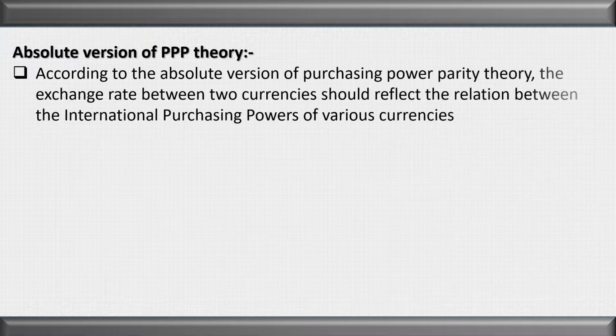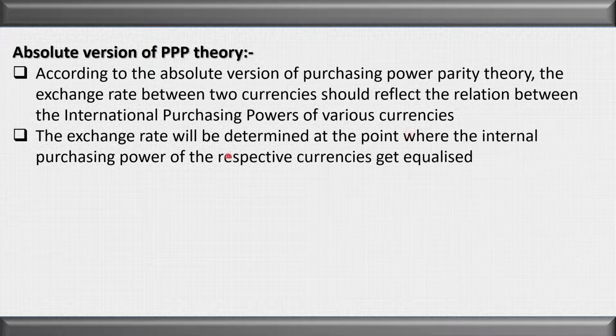Now let us see the absolute version of purchasing power parity. According to the absolute version of the purchasing power parity theory, the exchange rate between two currencies should reflect the relationship between the internal purchasing power of various currencies. What does it mean? The exchange rate will be determined at the point where the purchasing power of the respective currencies gets equalized.